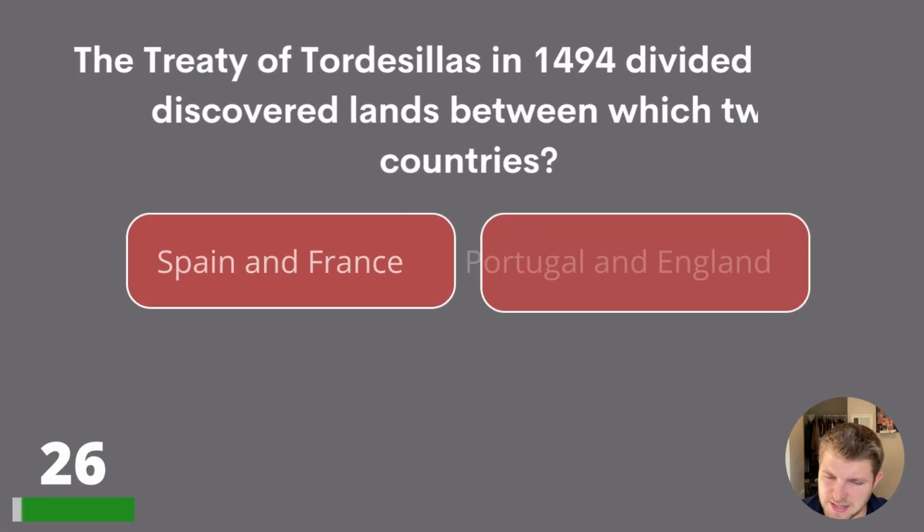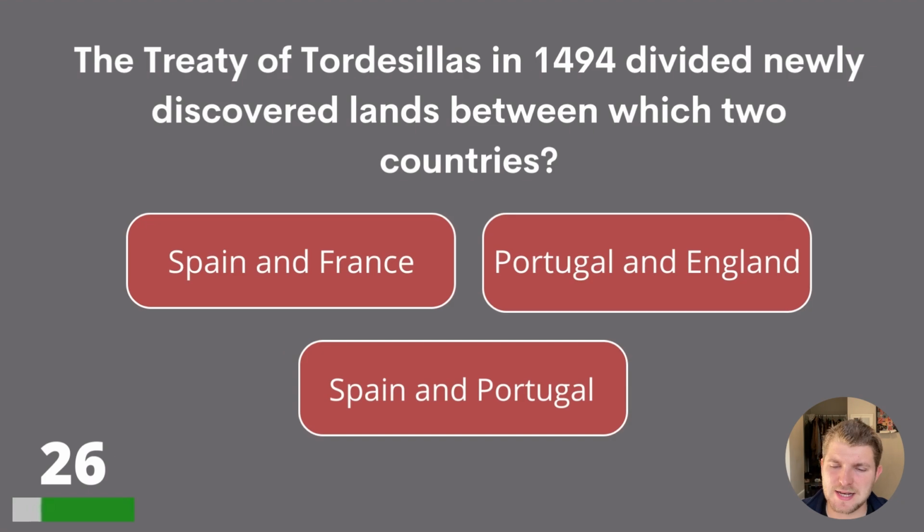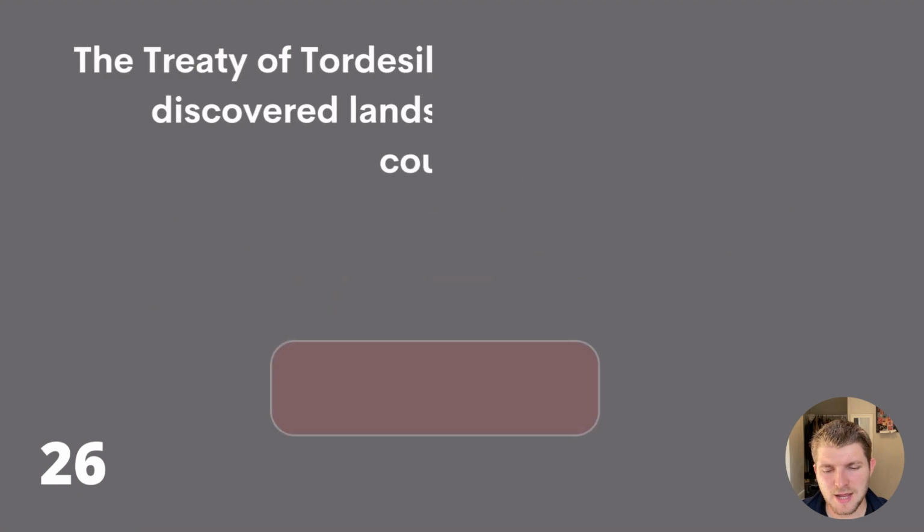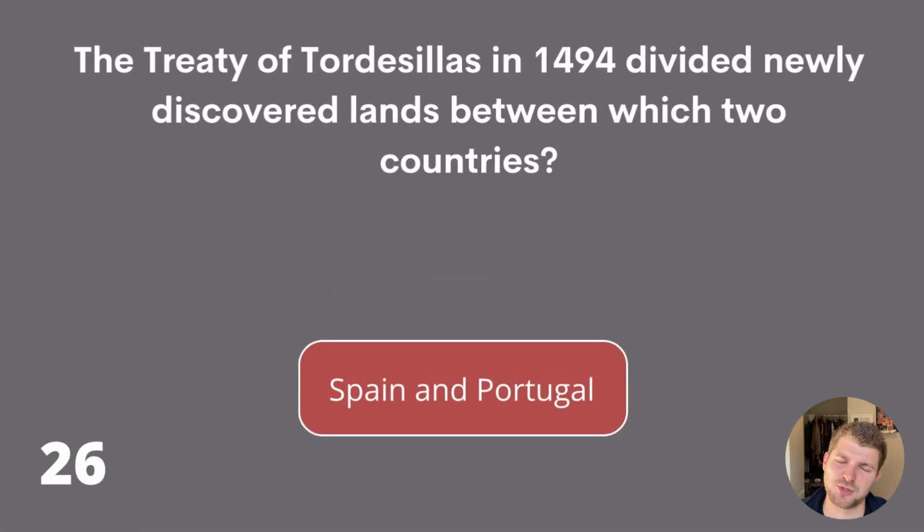Here's question 26. The Treaty of Tordesillas in 1494 divided newly discovered lands between which two countries? Spain and France, Portugal and England, or Spain and Portugal? The answer is Spain and Portugal.